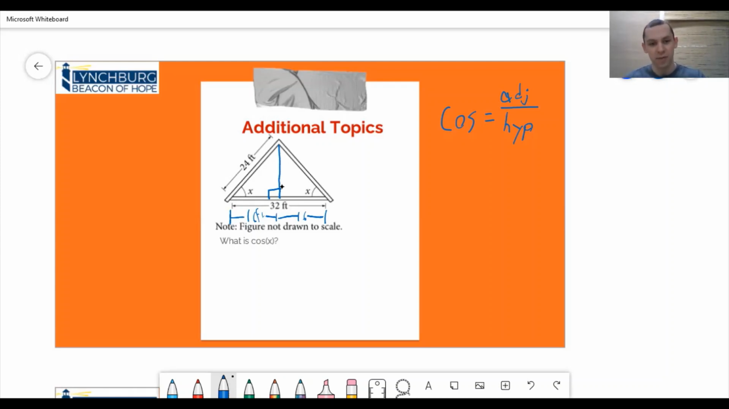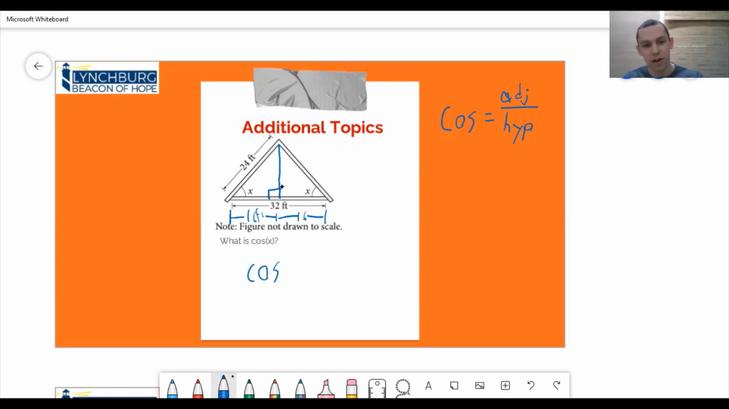So we have the adjacent side, which is 16 feet. And remember, this side is now our opposite side, and not this one, since we've divided our triangle into two parts. However, that won't change the angle here. We didn't do anything to it. So we have this adjacent side, and we have the hypotenuse. So this one is actually fairly simple.